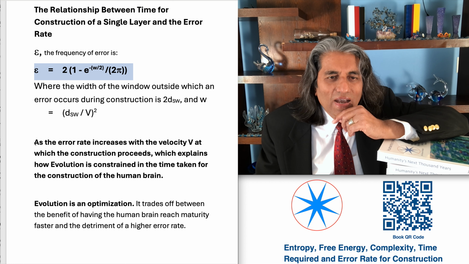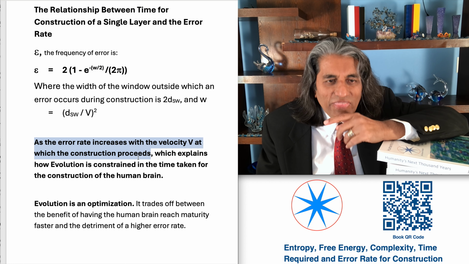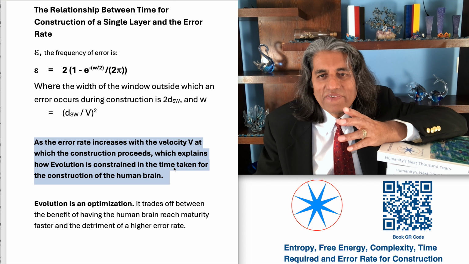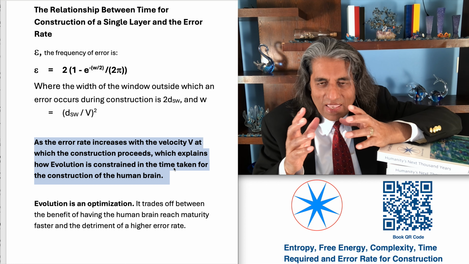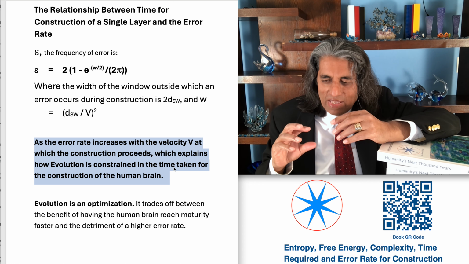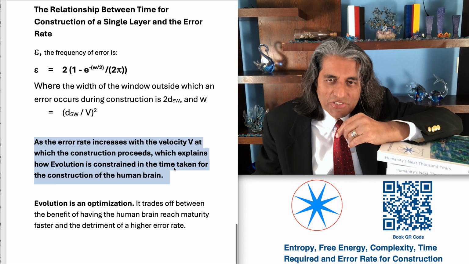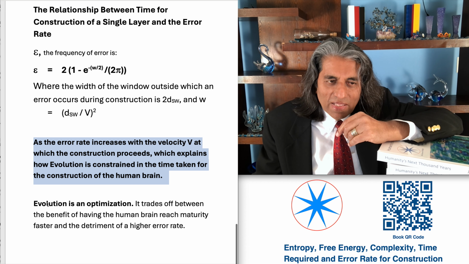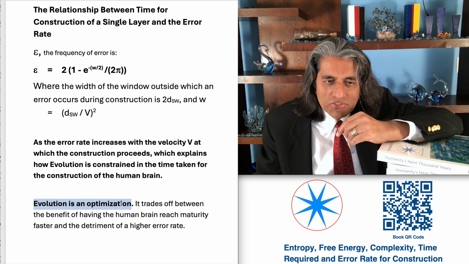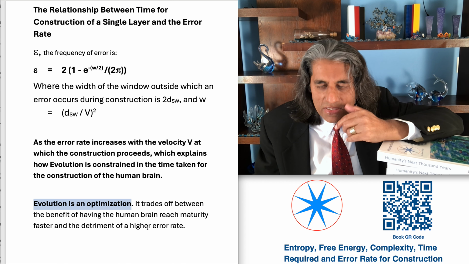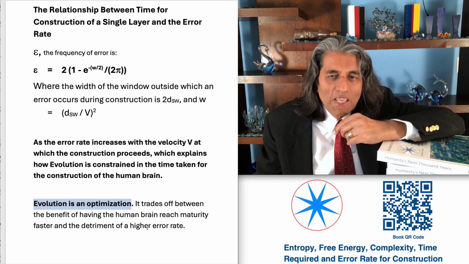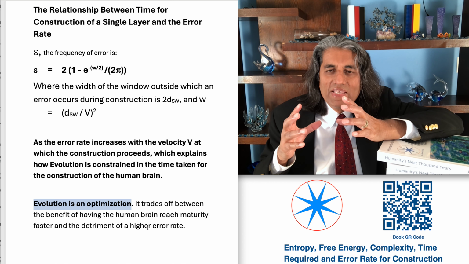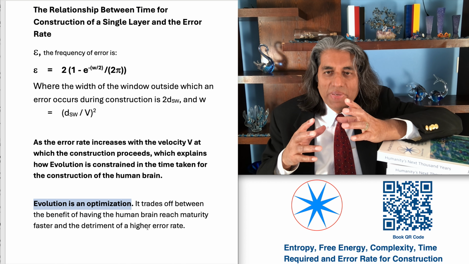Now, this links up with the fact why evolution decided that, okay, it's not going to speed up the construction of the brain. It is going to take 17 years to do it. Not 10 years, not 40 years, but 17 years. Because there is a benefit to a faster speed.